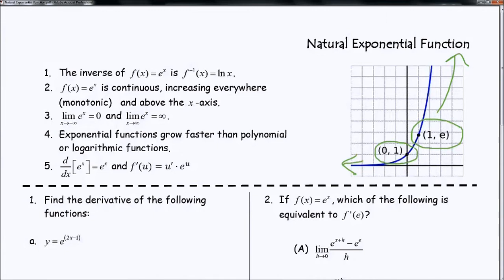The most important part you need to know is how to take the derivative. The derivative of e to any function, e to the f of x, is you're going to write e to whatever your function is, and then multiply it by the derivative of the exponent. So let's hop in.